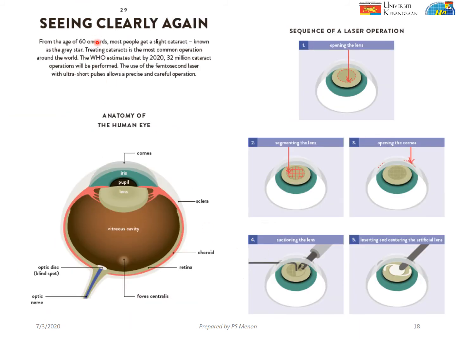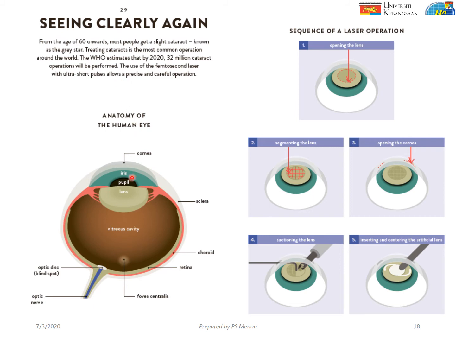Seeing clearly again. From the age of 60 onwards, most people get a slight cataract, also known as a grey star. Treating cataracts is the most common operation around the world. The WHO estimates that by 2020, 32 million cataract operations will be performed. We use the femtosecond laser with ultra short pulses, which allows a precise and careful operation. Remember the Nobel Prize, which was won in 2018. It is used for medical technology such as in LASIK.